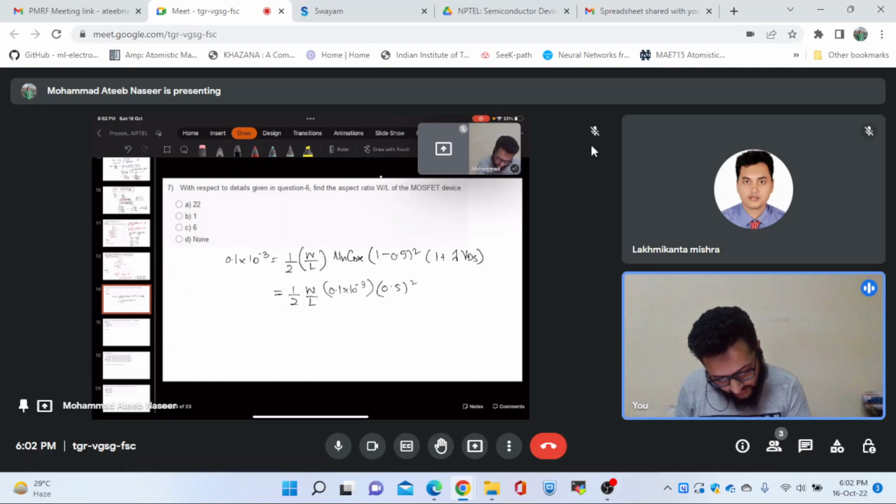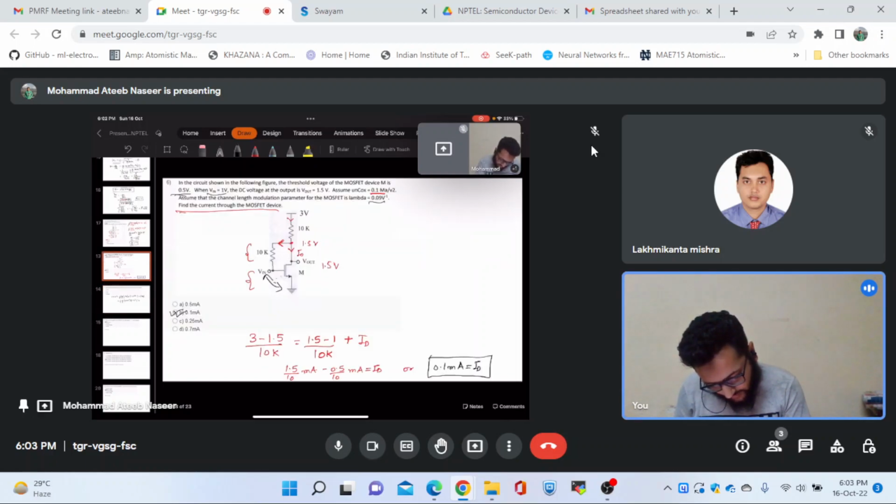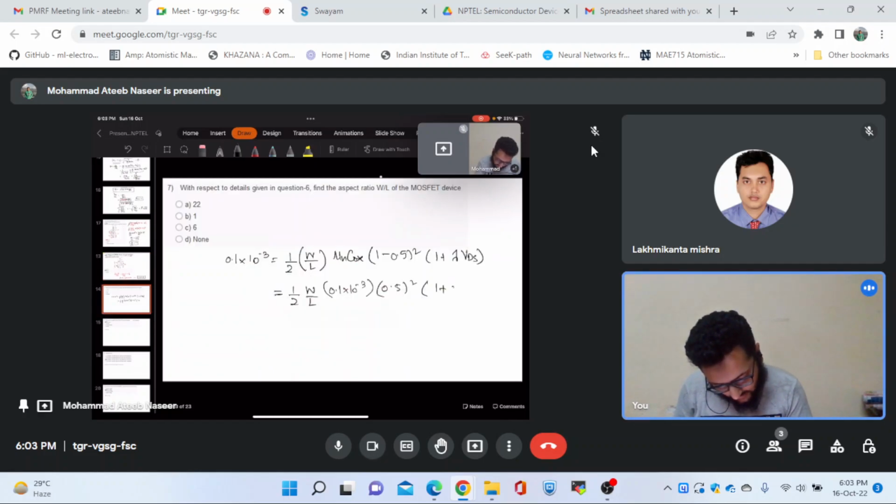And this is equal to 0.5 whole square. And for this 1 plus lambda VDS, lambda is given to be 0.09, and VDS is going to be 1.5. VD is over here and source is grounded, so it is 0.09 into 1.5. So if we solve this, we should get the W by L. We just need to solve this equation to get the value for W by L.